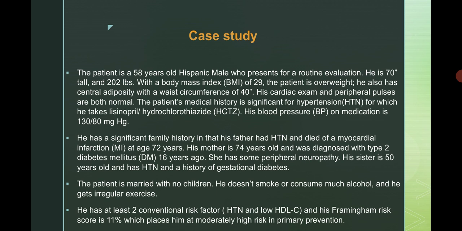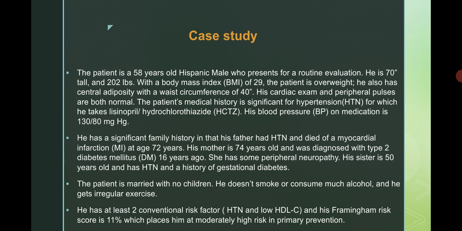58-year-old male. His height is 70, weight is 202, body mass index is 29. The patient is overweight. He also has a waist circumference of 40. His cardiac exam and peripheral pulses are both normal. The patient's medical history is significant for hypertension, for which he takes lisinopril and HCTZ. His blood pressure on medication is 130/80 mmHg.